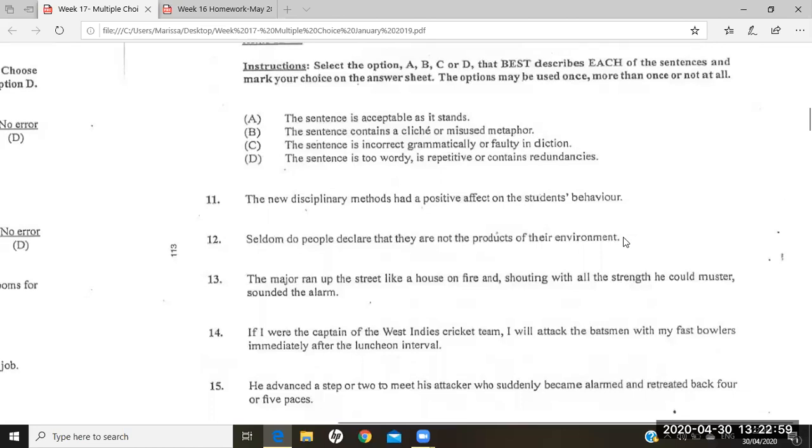12. Seldom do people declare that they are not the products of the environment. B, miss. What's the answer? B. B? Yeah. The answer is not B. C. It's not C. So you are left with A and D.